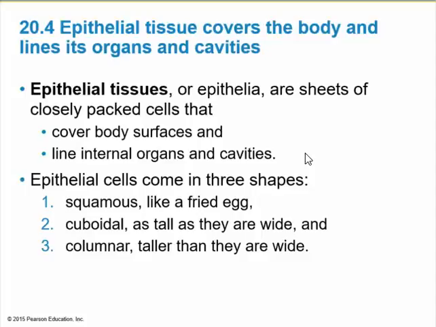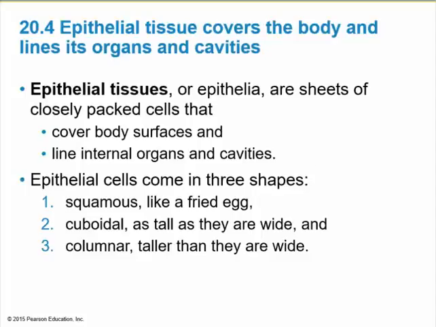Epithelial cells come in 3 shapes: squamous, flat like an egg; cuboidal, cube-shaped; and columnar, shaped like little rectangles under the microscope. They're taller than they're wide. Cuboidal is as tall as wide. Squamous is flat like an egg. Fried egg, I mean.